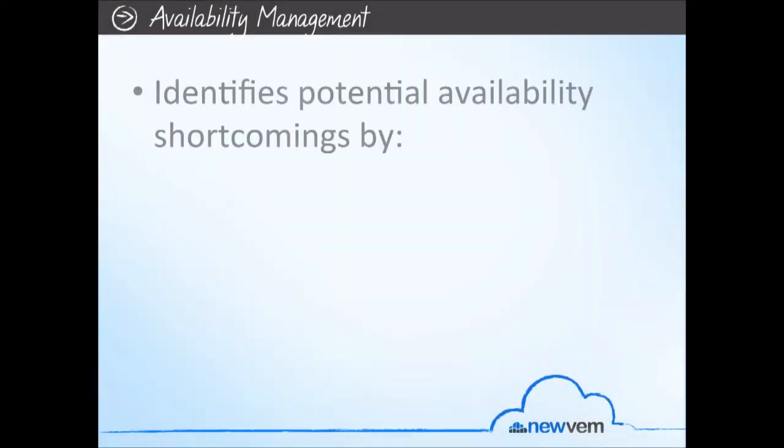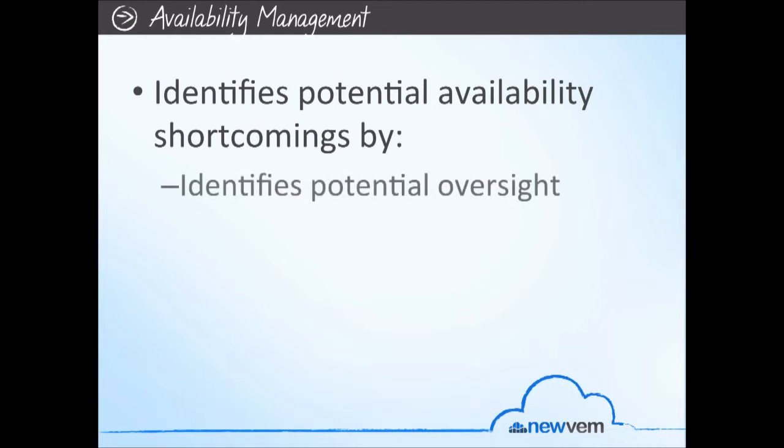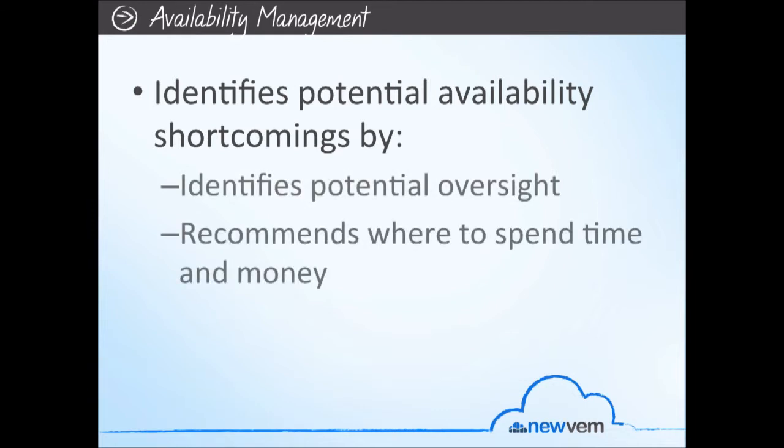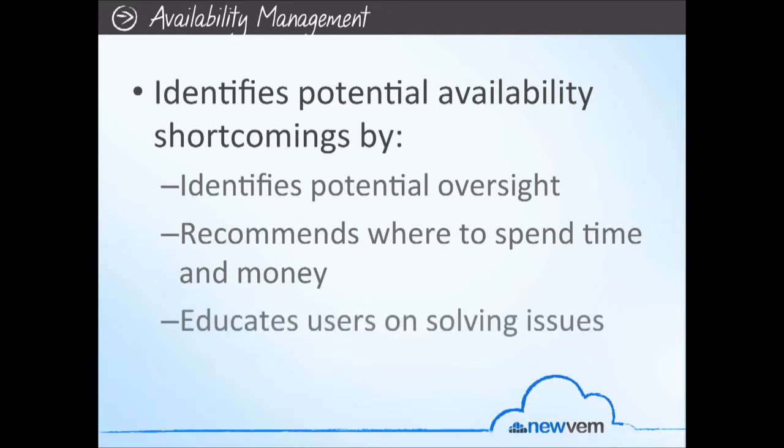Newvem identifies potential availability shortcomings by identifying potential oversights. Newvem recommends where to spend time and money to fix potential shortcomings by educating users on solving the issue, which mitigates problems down the road.